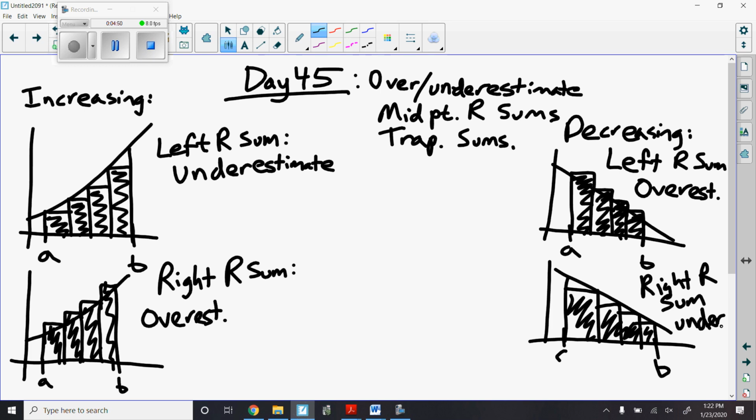Okay, I want to talk about two more sums today, and then I want to look at solving these in table form, which is more common of what you'll see. The third sum that we're going to talk about is called a midpoint Riemann sum. And we'll talk about the advantages and disadvantages of a midpoint Riemann sum.